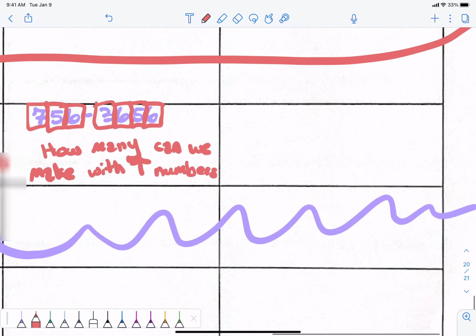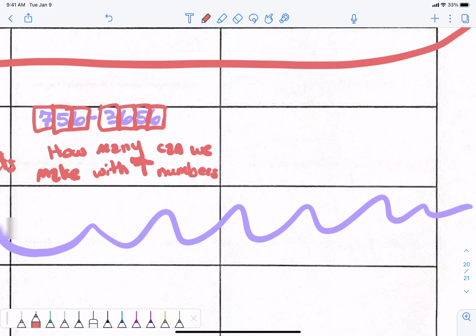So he has 7 numbers total. So n is 7, right? Okay. So we do 7 factorial on the top. Now, he has 2 numbers that repeat, right? They are 5 and 6. Okay. So 5 and 6 repeat.